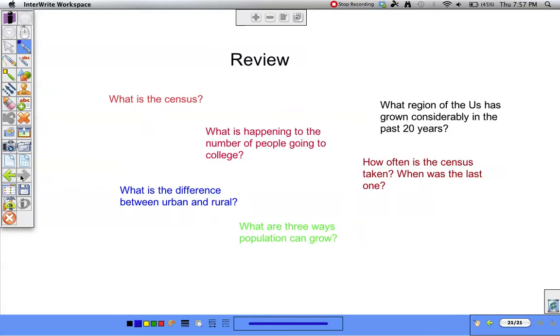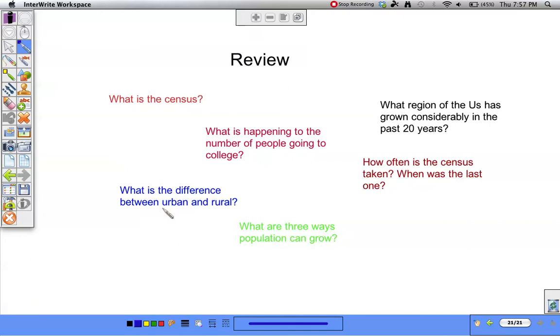Okay, so that is that. Let's review real quick for my viewing audience. What is the census? Right, it's the count of the population, and we take it how often? Right, every decade, 10 years. What's going on with the number of people going to college, up or down? That's a tricky question. It pretty much is on the increase, although recently, like really recently, it's declined a little bit. But from the 1970s, it's definitely up.